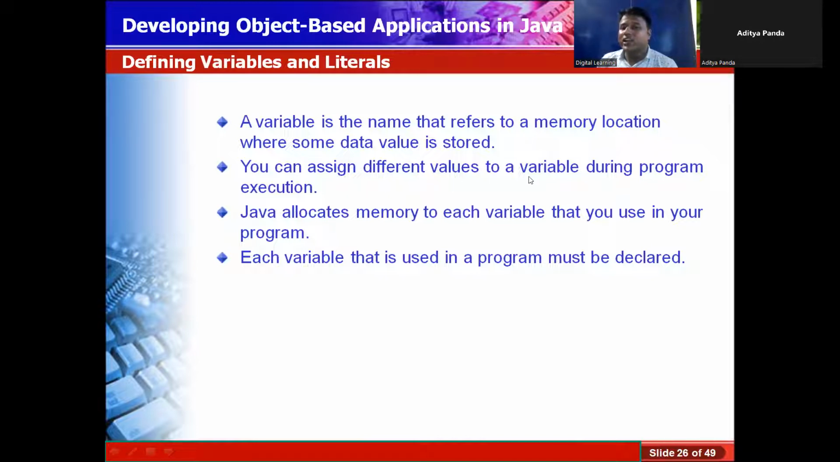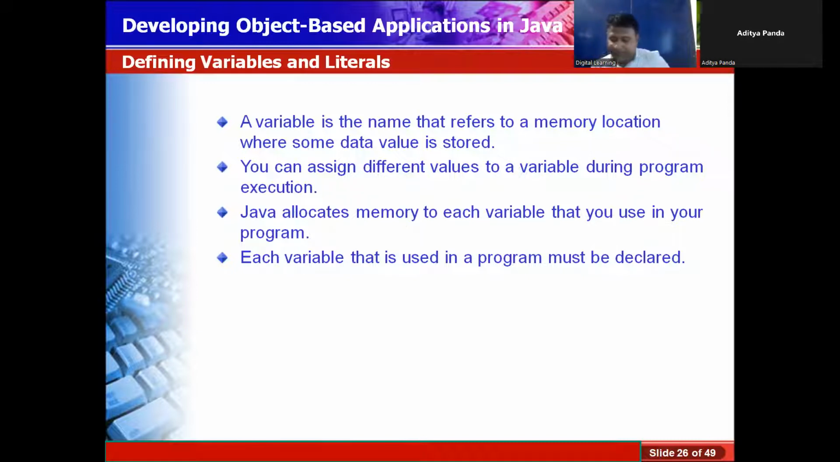You can assign a different value to a variable during program execution. Java allocates memory to each variable that is used in your program. Each variable that is used in a program must be declared first. So first of all, you have to declare the variable. Right?